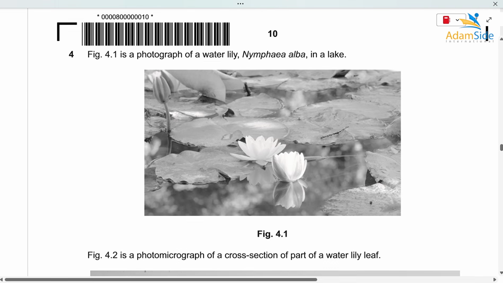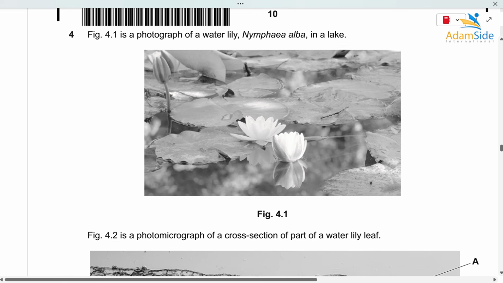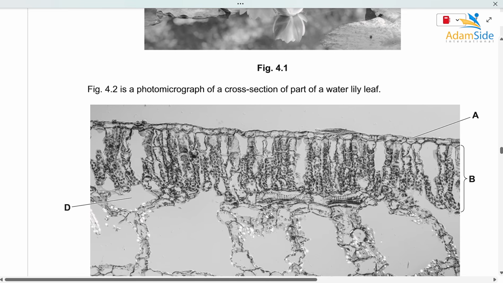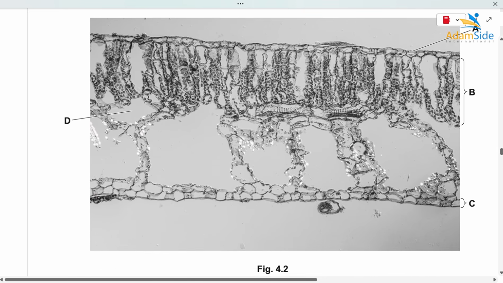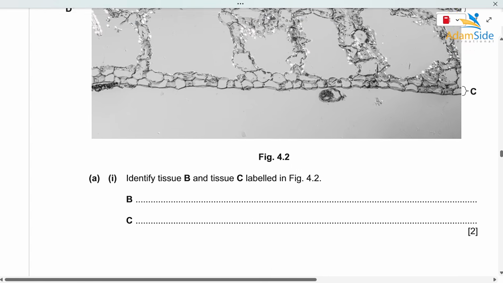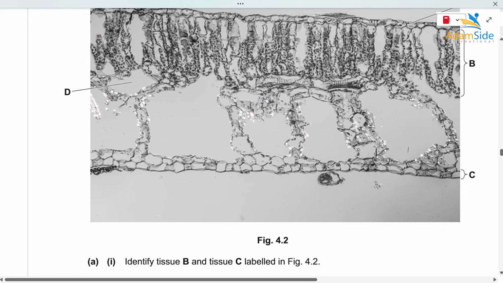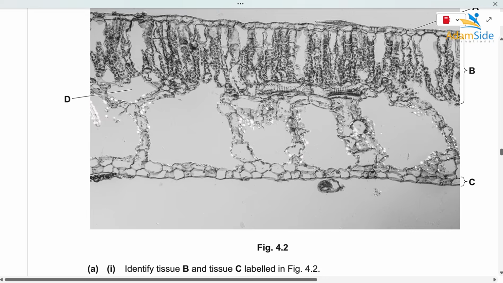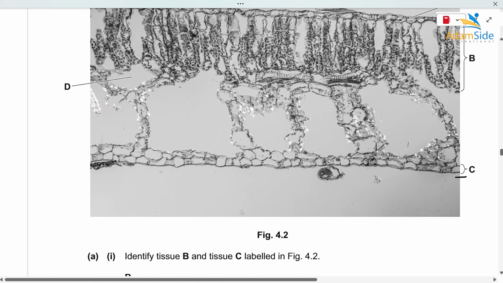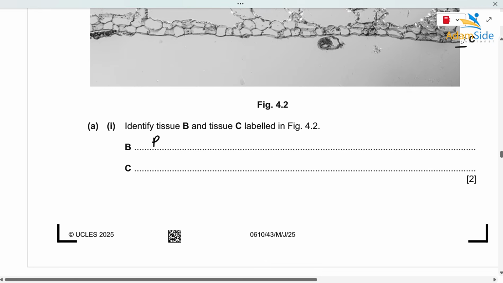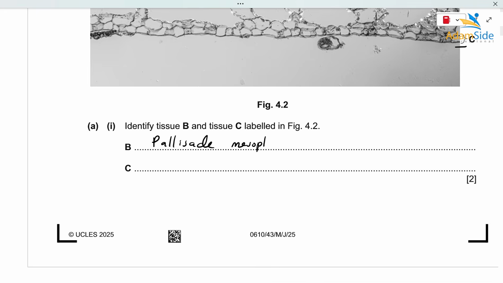All right, question number 4 says, figure 4.1 is a photograph of a water lily in a lake. 4.2 is a photograph of a cross-section of a part of the water lily with parts labeled A, B, and C. Identify parts labeled B and C in this figure. Part B is the palisade mesophyll, and part C over here is the lower epidermis. So we'll say this is the palisade mesophyll cell, and part C is the lower epidermis. Right?